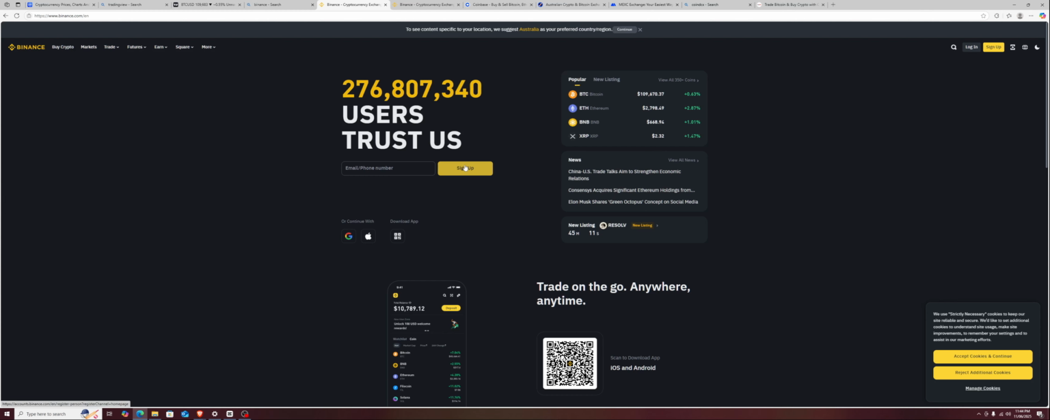On top of that, it is available worldwide, but in some countries you have restrictions by the government on the usage of leverage trading on Binance. So you will probably not be able to do leverage trading, but you can certainly do spot trading.